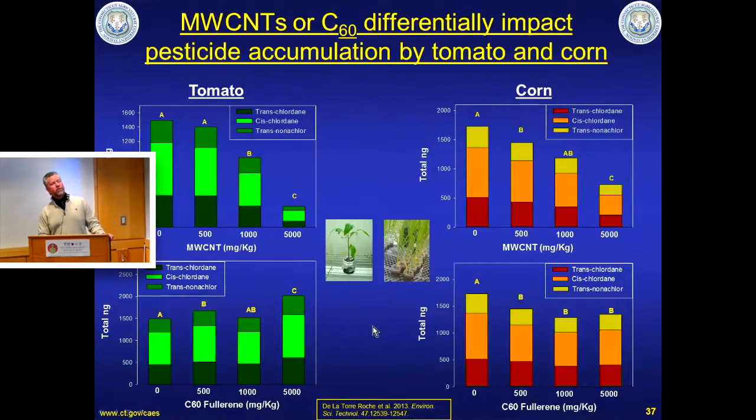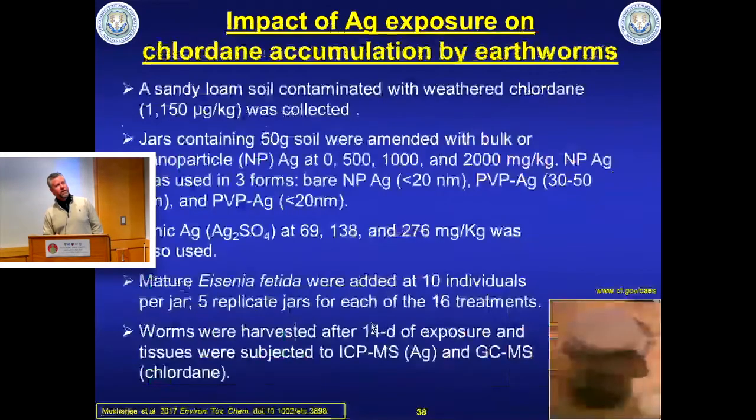This is just to show you that we don't always work with plants. This was an earthworm study. This just came out earlier this year as well. The same soil was contaminated with chlordane. We wanted to see what happened. We had earthworm, we added silver nanoparticles. Where was the chlordane? We added silver nanoparticles with different coatings, none of which ultimately ended up mattering. The ionic form as well. So the worms are in for 14 days, then we do ICP and GCMS to figure out what's going where.